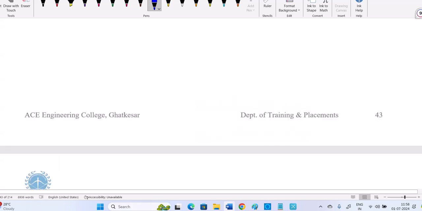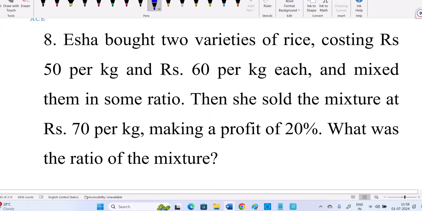There is one more learning point. Here options are removed. Isha bought two varieties of rice costing 50 per kg and 60 per kg and mixed them in some ratio. That's what you need to calculate, the mixed ratio. Then she sold the mixture at 70 per kg, making a profit of 20%. What was the ratio of the mixture?